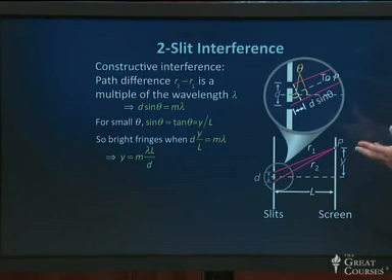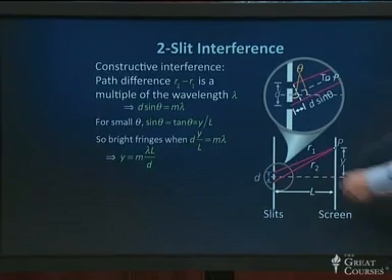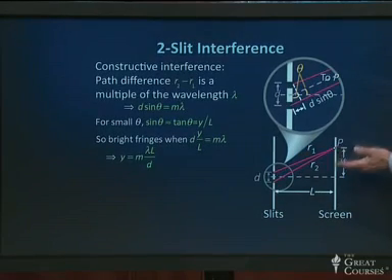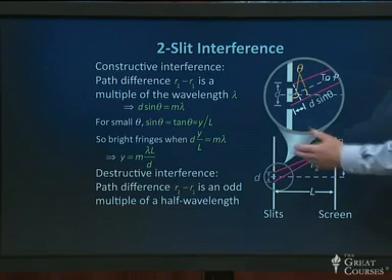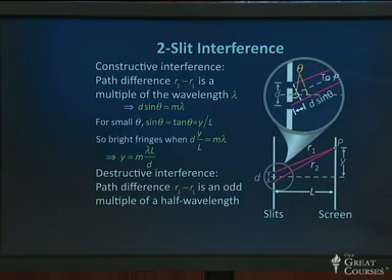So you calculate the quantity lambda, the wavelength of the light you're using, times L, the distance to your screen, over d, the slit separation, and you will see bright fringes at integer multiples of that quantity along the screen, measured from the center line, with one right at the center, which is the m equals 0 line. You'll get destructive interference if the path difference is an odd multiple of the half wavelength, and consequently, you'll get dark fringes when y equals m plus a half, lambda L over d.